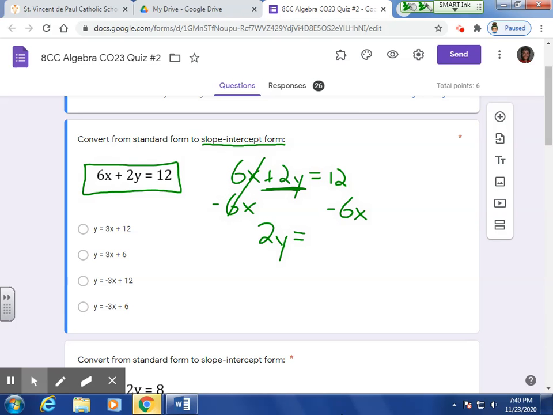But positive 2y, and then 12 minus 6x, you can't actually combine because that 12 is a constant and that negative 6x has a variable. So instead of writing it 12 minus 6x, because we want it in slope-intercept form, we're going to put that x term first, negative 6x, followed by a positive 12, and it ends up looking like negative 6x plus 12.